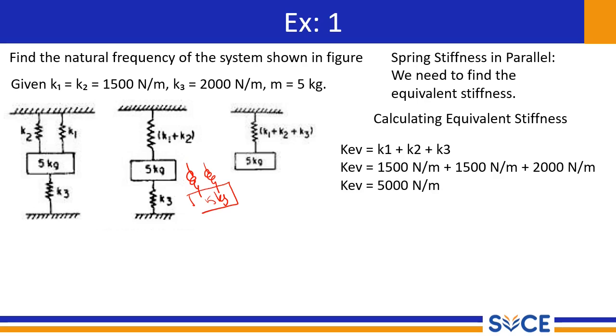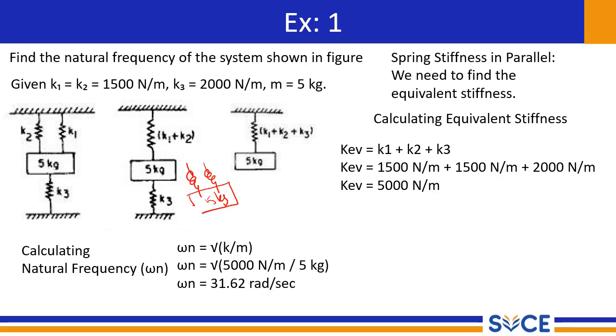Let me find the natural frequency omega n. The formula for finding the natural frequency is the square root of K over m. That means we can substitute 5000, the equivalent stiffness, divided by 5 kg. We have that approximately the natural frequency is equal to 31.62 radians per second. Finally, we find out the natural frequency in radians per second.